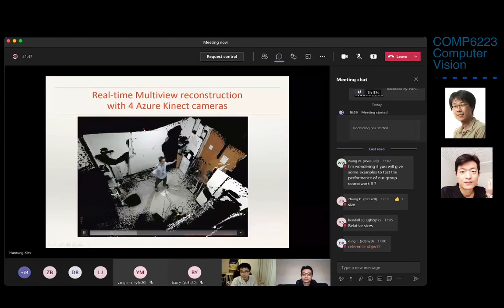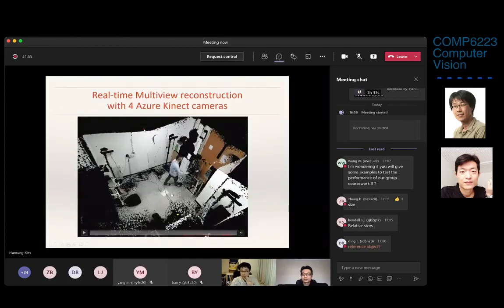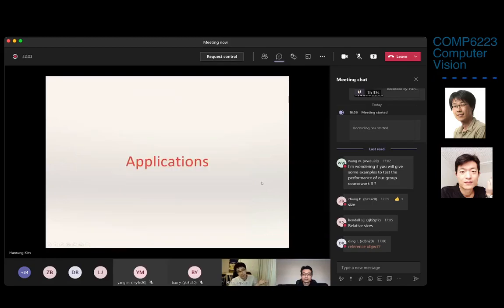But anyway, it's registering all 4 scenes, 4 videos altogether. And then you can also change the viewpoint like that. Right? So this can be one of the interesting applications of real-time 3D reconstruction using RGBD cameras.